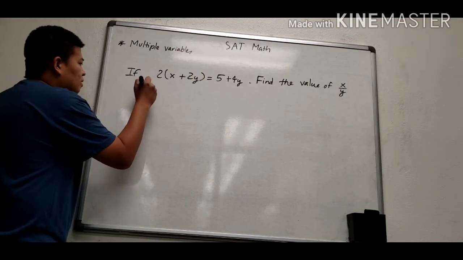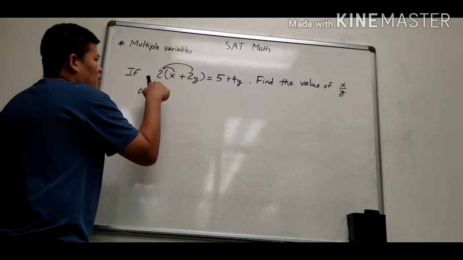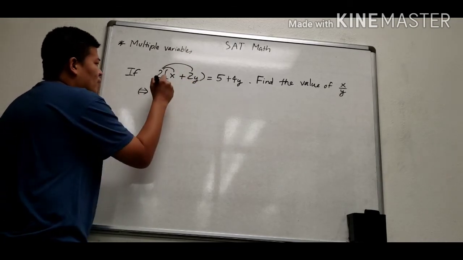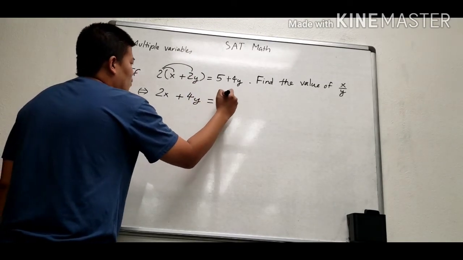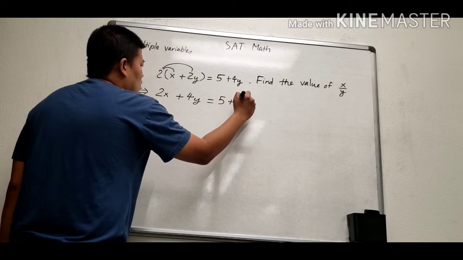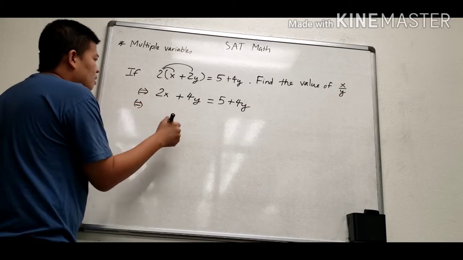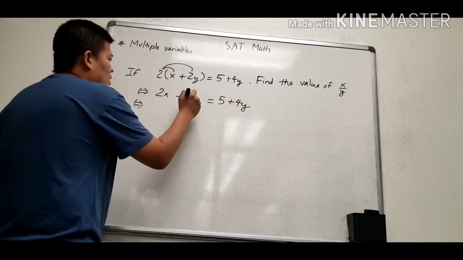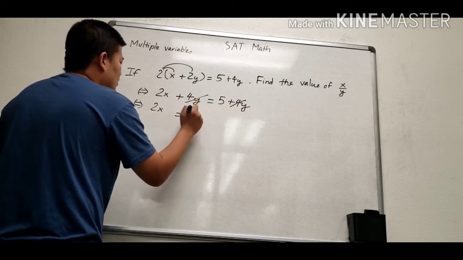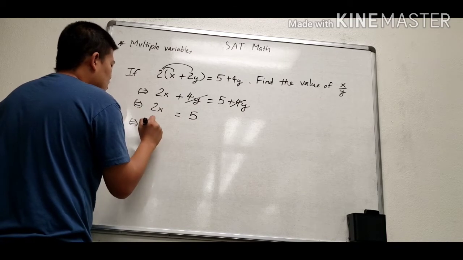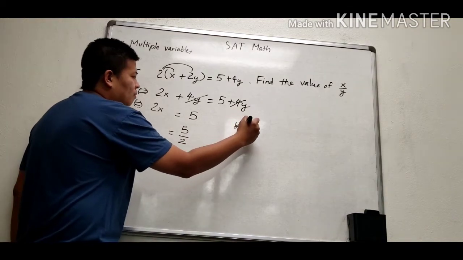So in here, we have 2, we multiply with inside: 2s and 2 multiplied with 2y. So we have 2s plus 4y, and we have 5 plus 4y. In here, we can see that 4y and 4y on both sides, we can eliminate together. We have 2s equal to 5, and we have s equal to 5 divided by 2.